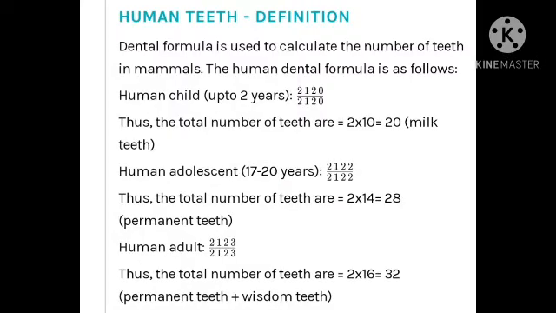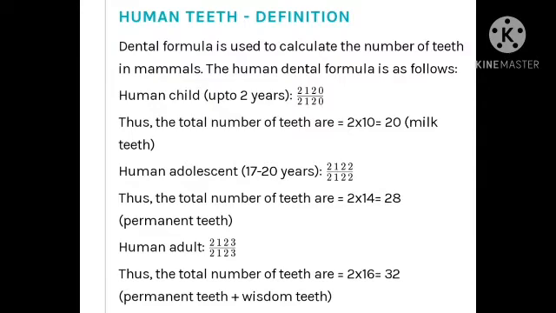Mammalian teeth appear in two sets during our lifetime. In humans, we have two sets: one is your milk teeth and one is your permanent teeth. Milk teeth mainly appear starting from the age of 7 to 8 months till 2 years.